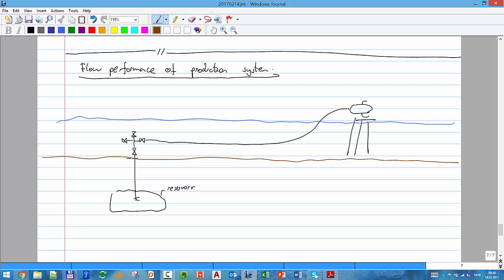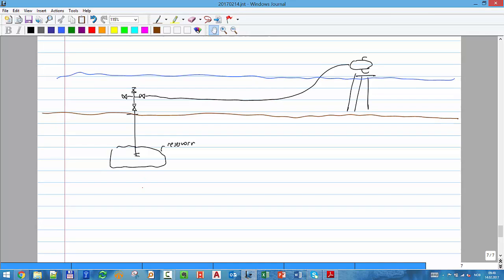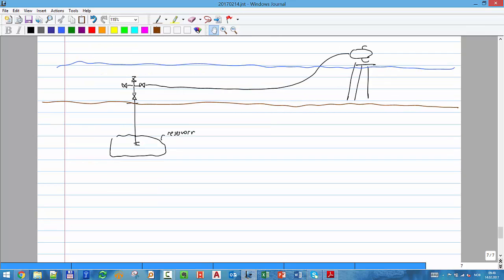Okay, that's my production system. We will see later. The main thing about that production system, something that affects my field planning design, is really how much the Q of the field is going to be with time.